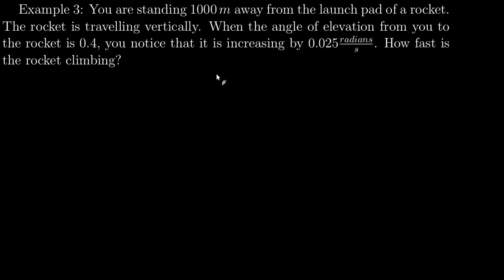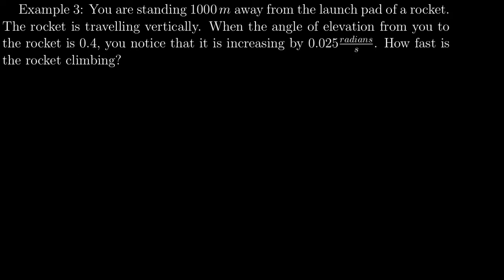You're standing 1,000 meters away from the launch pad of a rocket. The rocket is traveling vertically. When the angle of elevation from you to the rocket is 0.4, no units here means we're dealing with radians, you notice that it is increasing by 0.025 radians per second. How fast is the rocket climbing?